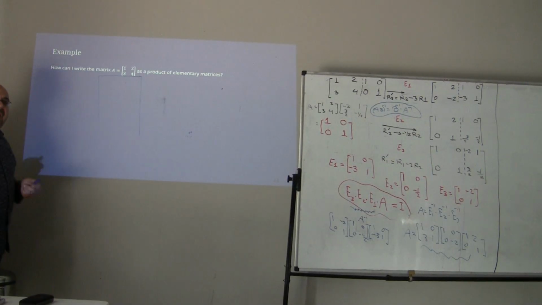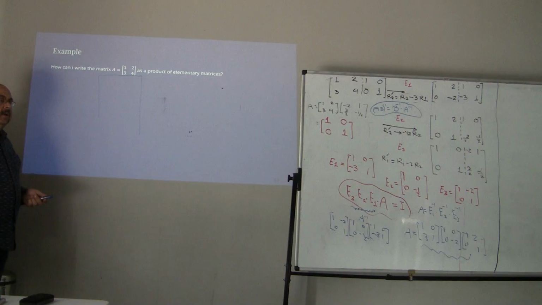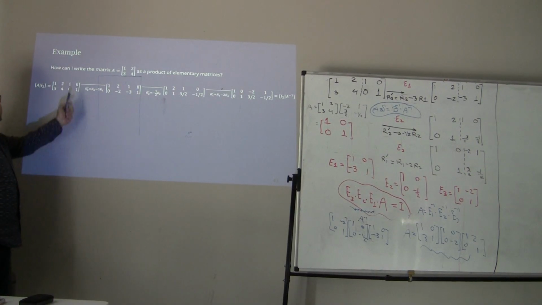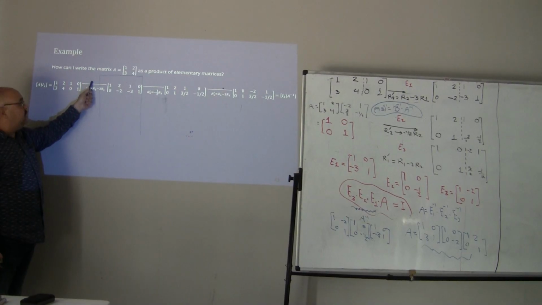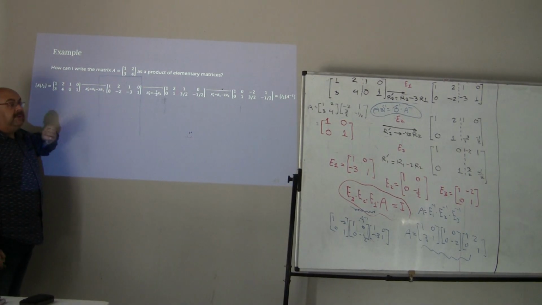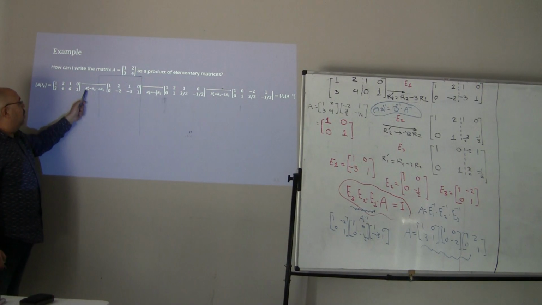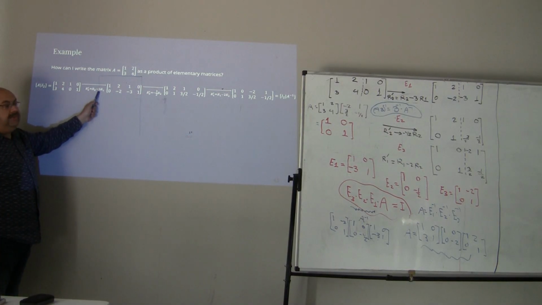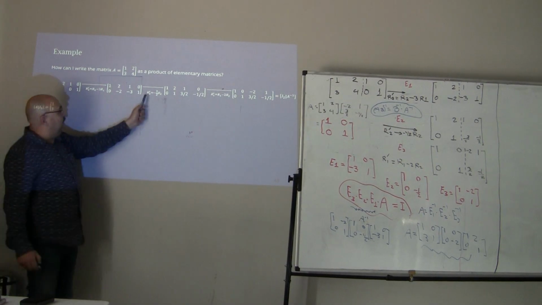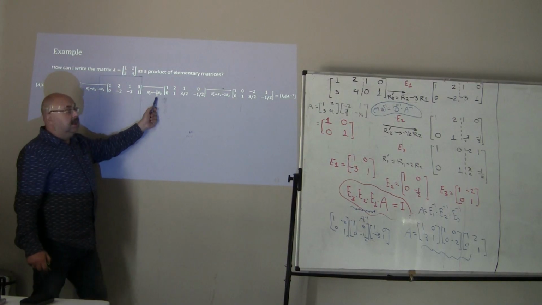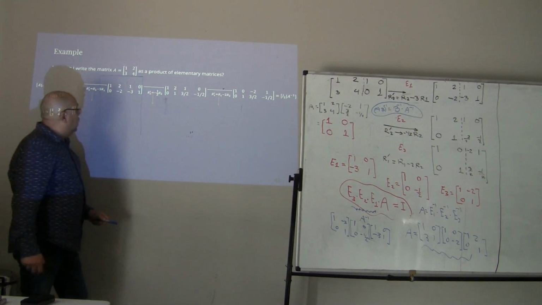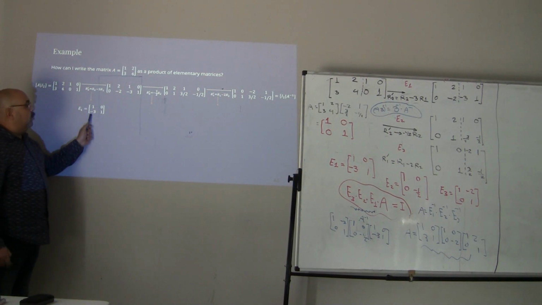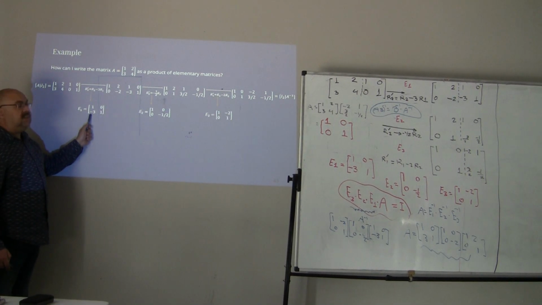Okay, look here. How can I write the matrix A as a product of elementary matrices? Look again, Farid: R2 minus 3 R1. The next step was R2 becomes negative half R2. The step after that was R1 minus 2 R2. I reached the inverse. Remark: this is E1, that's E2, that's E3.